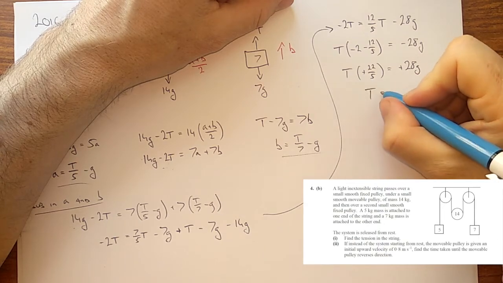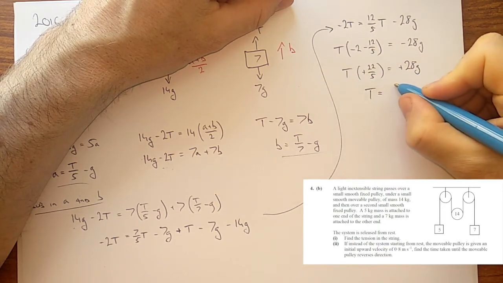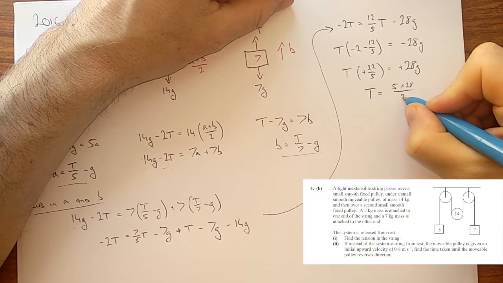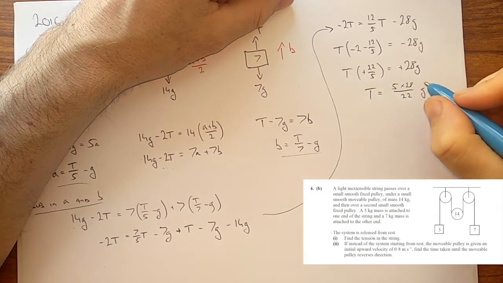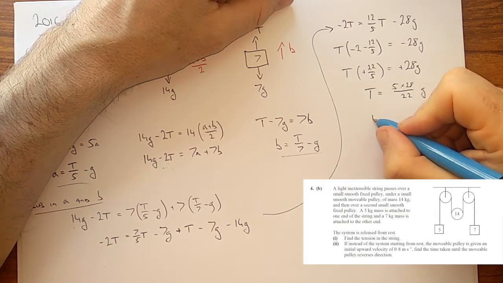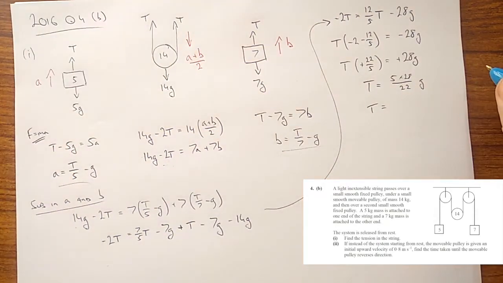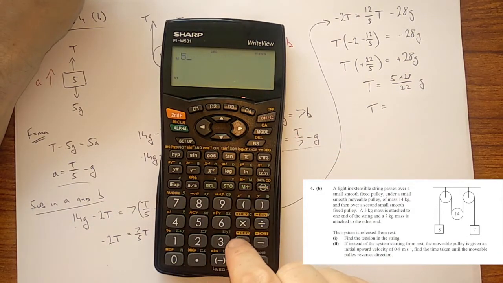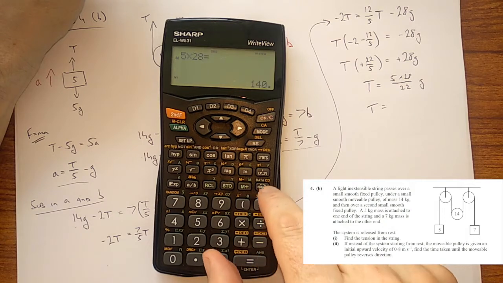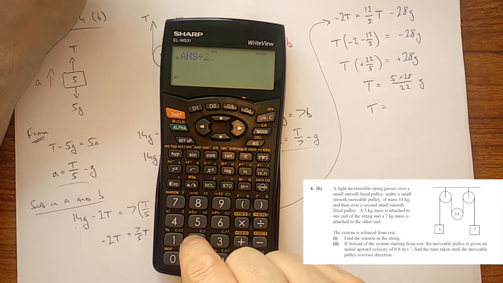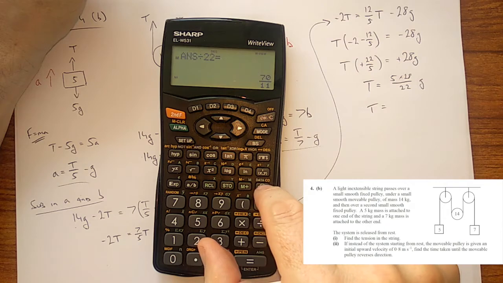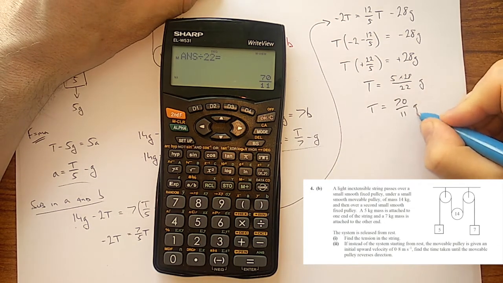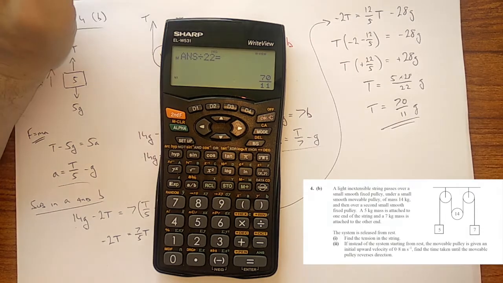So t is going to equal 5 by 28 all over 22g. So t equals, and again, just because you're in an exam and it's getting tired and your brain stopped working, we'll run that through the calculator. 5 by 28 equals divided by 22, 70 over 11 g, and that's our tension.